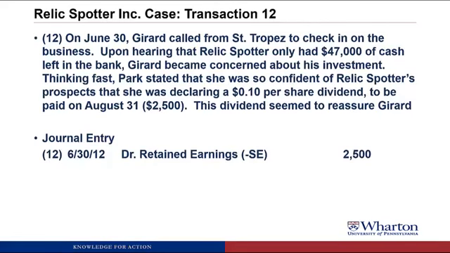The other side of this is that, as we talked about in a prior video, once you declare a dividend, essentially you're holding the cash that belongs to the owners until you write the checks. So we have this obligation to write those checks and deliver the cash. That obligation is a liability called dividends payable. We make liabilities go up with a credit, so we're going to credit dividends payable for $2,500.